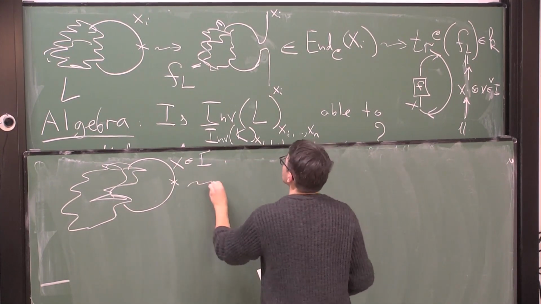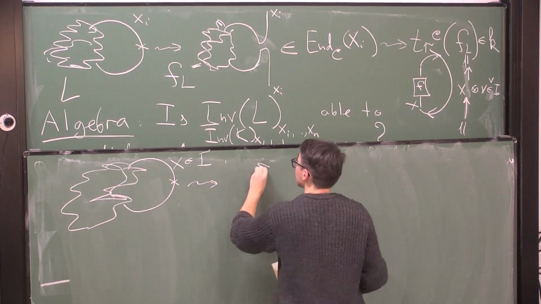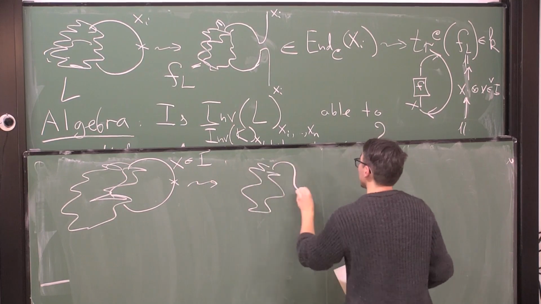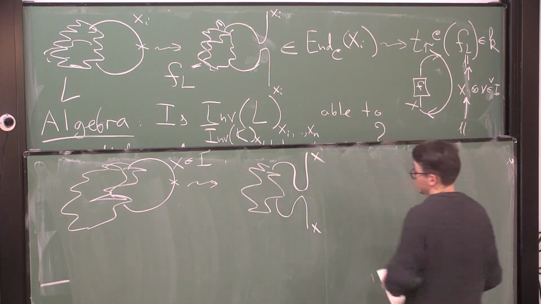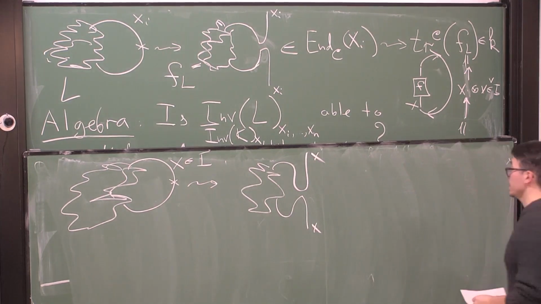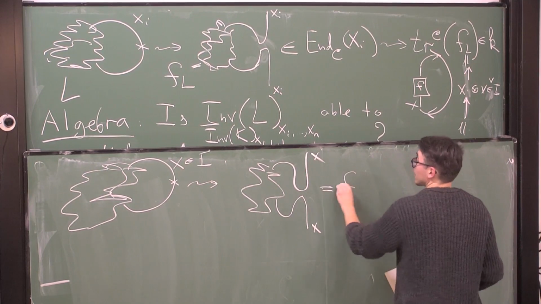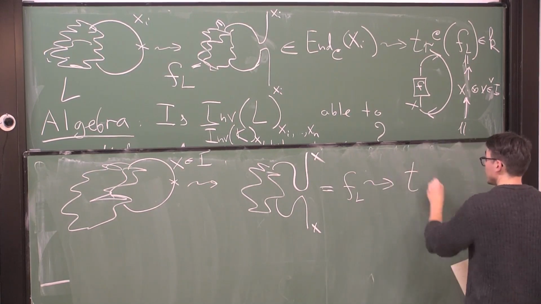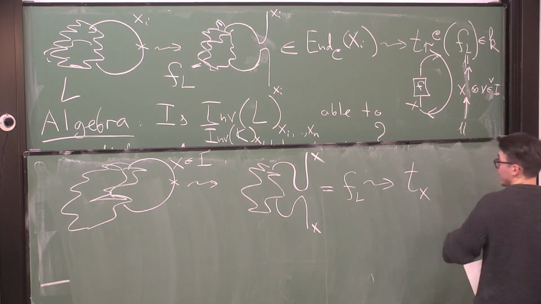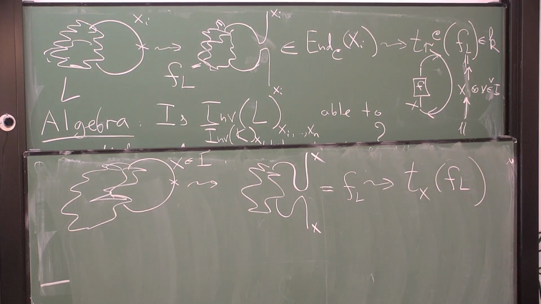So again, I got this, and actually it's the same as there. I have some link. I have my component. I cut it open. So I get this endomorphism of X, where X is in the ideal. And then let me call this again F_L. Then what I pass, I just evaluate T on X of this F_L, right, and you get a number.